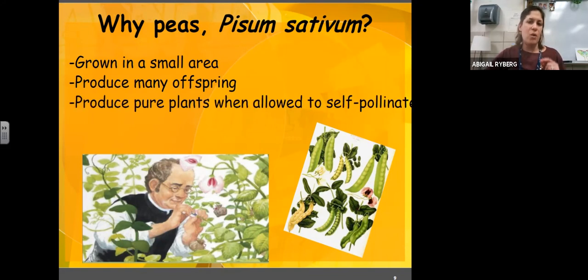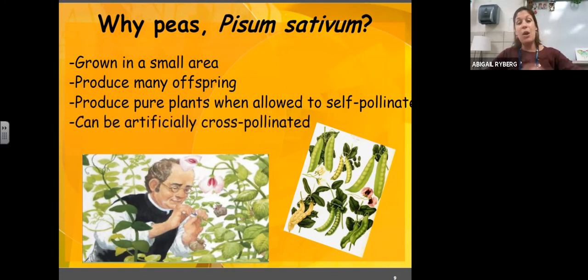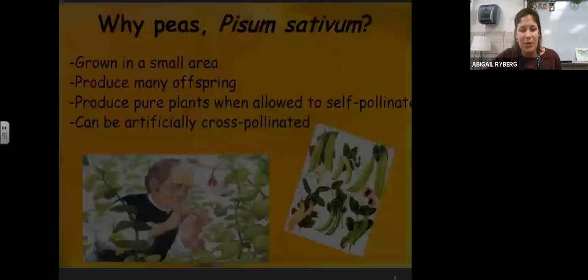They produce what we call pure plants when allowed to self-pollinate, and we'll talk about that in a sec. But they can also be artificially cross-pollinated. In this picture here, he has what looks like a tiny little paintbrush, and he's cross-pollinating. He's brushing one flower to get the little pollen, and then he goes and brushes another flower to pollinate the second flower.